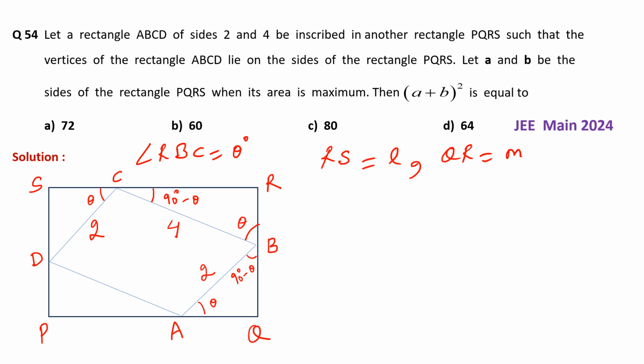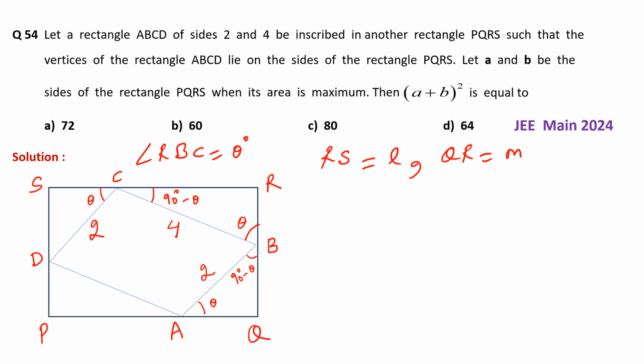We also know that angle DCS plus angle DCB plus angle BCR will be equal to 180 degree, because all of these angles are forming a straight line and the angle made on the straight line is 180 degree. Moreover, angle BCD is 90 degree. So from here we can conclude that angle DCS will be theta degree. And similarly, you can find the value of angle ABQ as 90 degree minus theta, or you can also say that angle QAB will be theta degree.